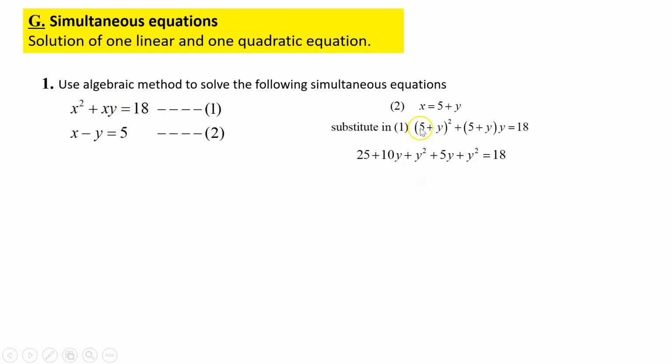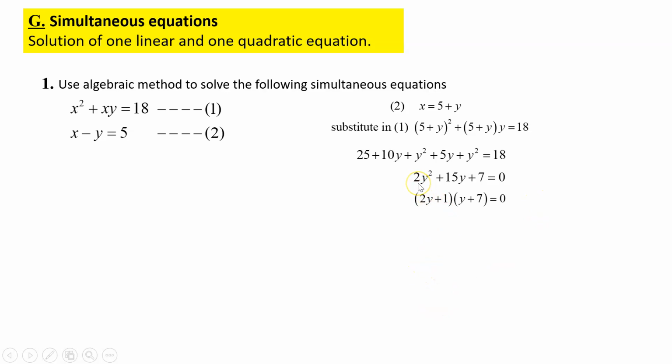Multiply the brackets out, so we've got 25 twice the middle, so 10y plus y squared for the square bracket, and then 5 times y plus y squared is equal to 18. Collect terms, so we've got 2y squared and plus 15y, bring the 18 over, so we've got plus 7 is equal to 0. Does it factorize?